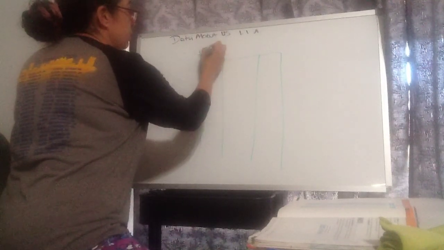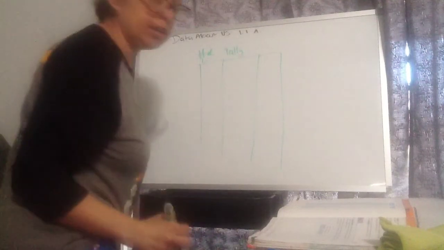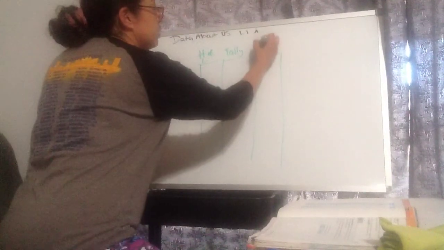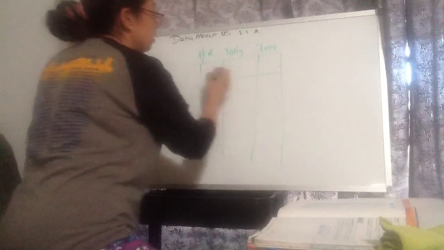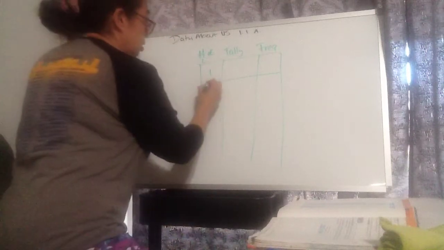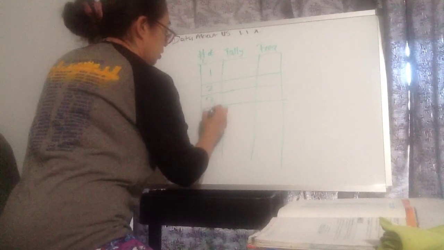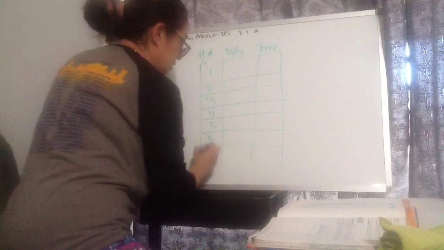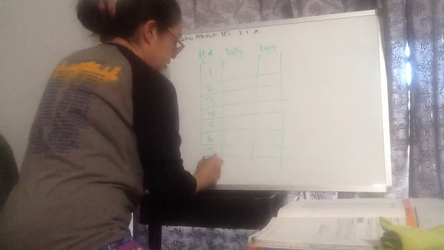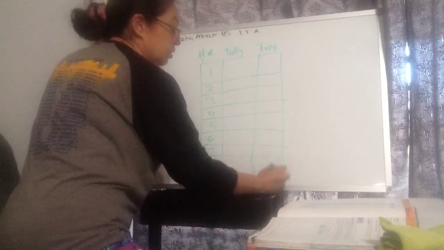Number of letters. Then we're going to write the word tally. These directions are also in Google Classroom. And then we're going to have frequency. I'm going to write F-R-E-Q. So the first one is 1, 2, 3, 4, 5, 6, 7, 8, and 9. Let's hope you can see that.